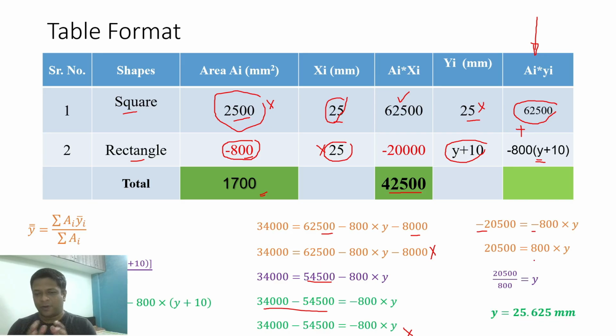So in this way, by following the same methods, we can find out the unknown values. Somewhat different example is here. Here just some parameter has to be calculated and the values of x bar and y bar are already known.